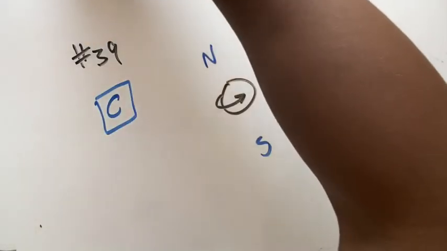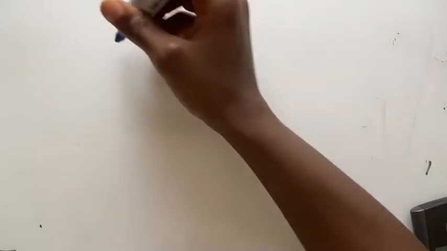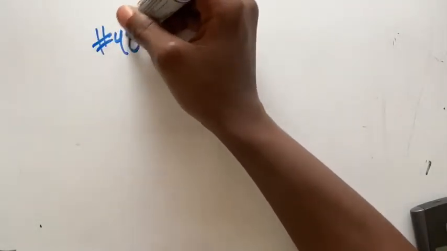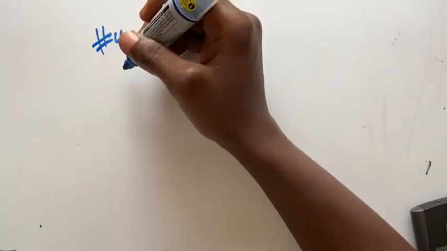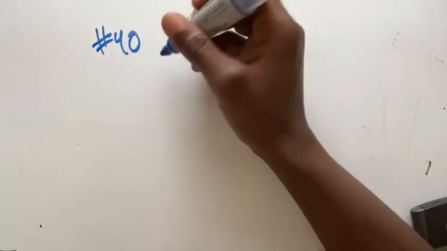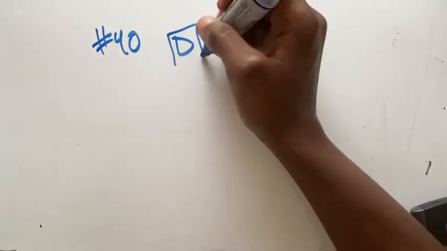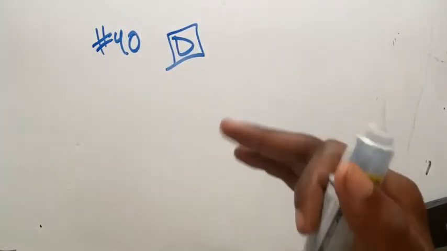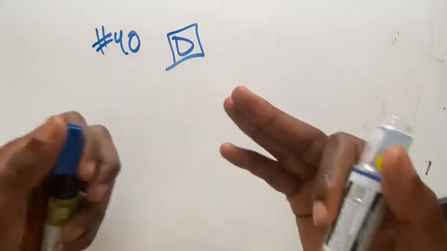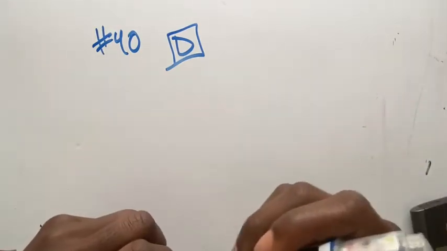40 says a magnet will become weaker if dropped on a hard surface or held in a hot flame. Well, neither one of those are true. Neither one of those affect the strength of a magnet.